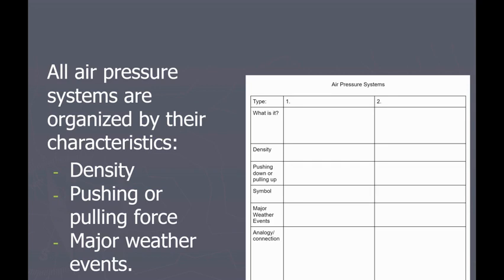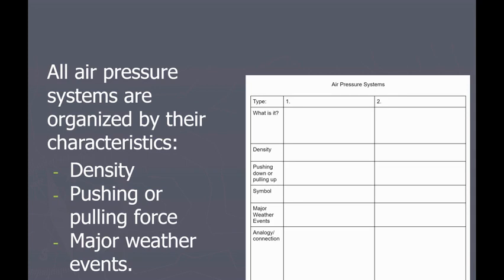Now, when we talk about air pressure, we're going to be looking at four characteristics, four observations. First of all, we're going to be looking at its density. Next, we're going to be looking at whether it is a pushing force, like is it pushing down, or is it a pulling force, pulling up. That has a lot to do with the air around it. This actually has to do with convection cycles, which was just what we talked about with the water cycle. Instead of water now, we're talking about air.